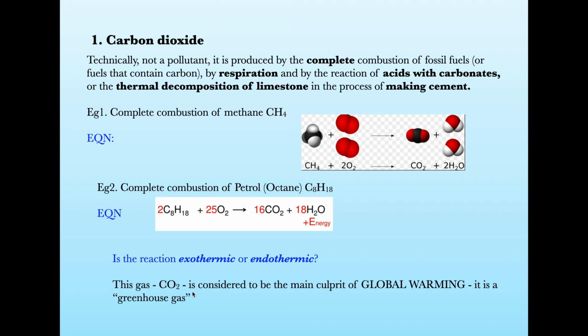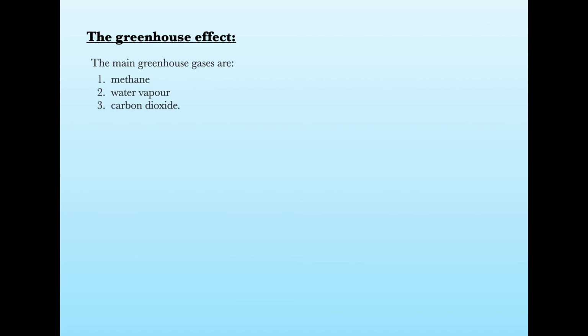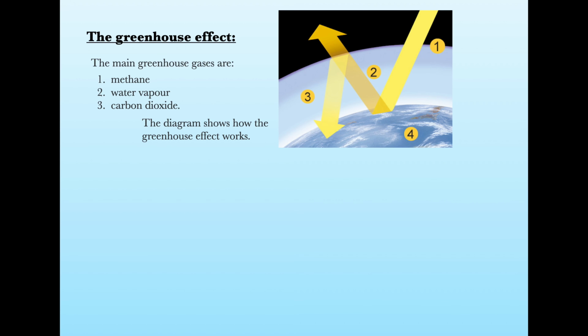The gas carbon dioxide is considered to be the main culprit of global warming. It is a greenhouse gas. It's not the best greenhouse gas, but it's the one that has the most effect, simply because of its quantity. There is just lots and lots of carbon dioxide. Other greenhouse gases of note are methane and water vapor. So, methane and water vapor, we've got to think about where they come from too at some point. So we'll discuss that in a little while. But let's worry about what the greenhouse effect is.